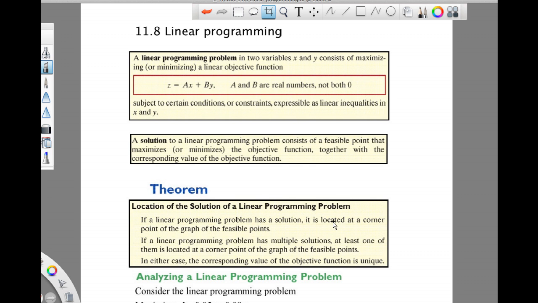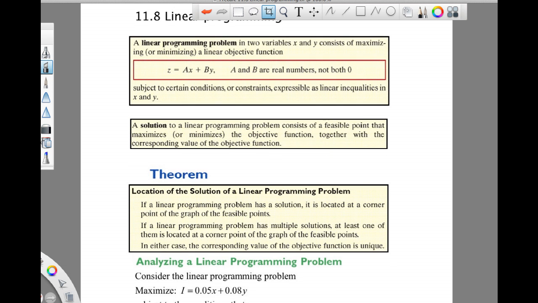So a linear programming problem in two variables x and y consists of maximizing or minimizing a linear objective function, z equals ax plus by, where a and b are real numbers, not both zero, subject to certain conditions or constraints expressible as linear inequalities in x and y. Well, that's a mouthful. I'm not really sure what that means yet. So most of this I'm going to try to explain through two examples. I do need to show a couple things in here.